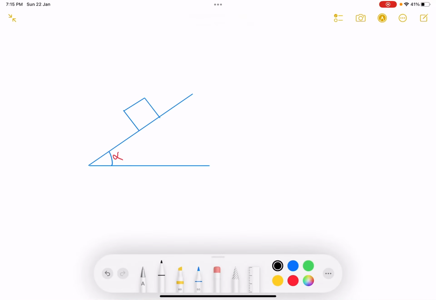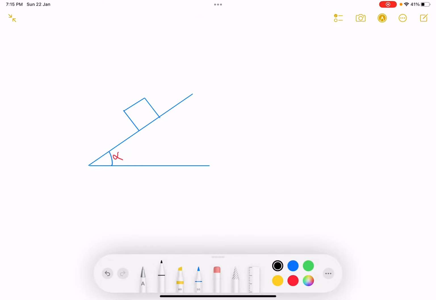Hello students, I urge you to watch my previous video on resolution of forces. Here we are going to resolve the forces along the inclined plane and along a plane that is perpendicular to this inclined plane. Now before we do that, you need to know something.